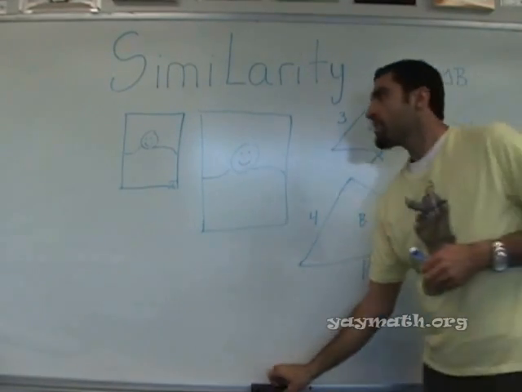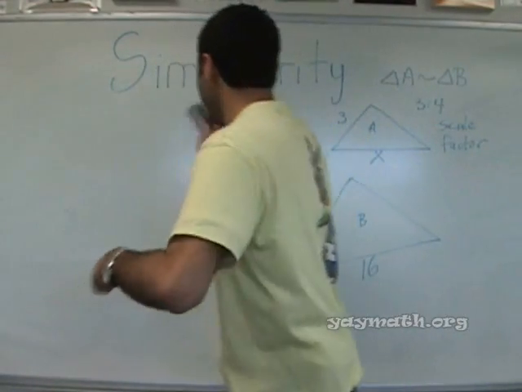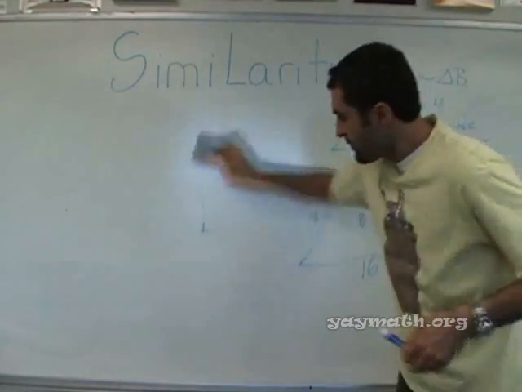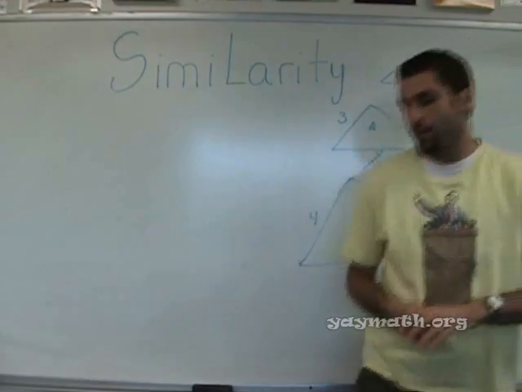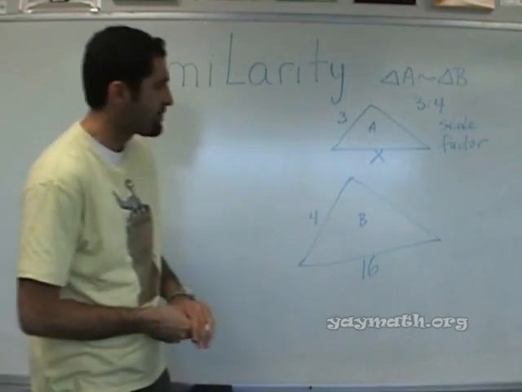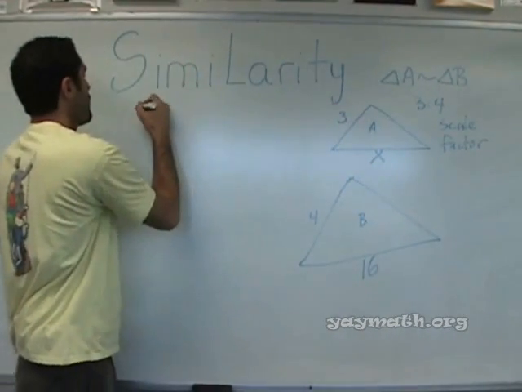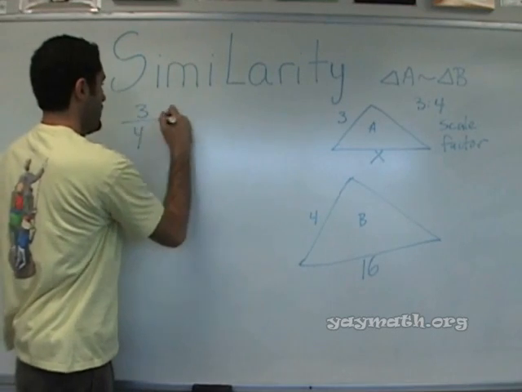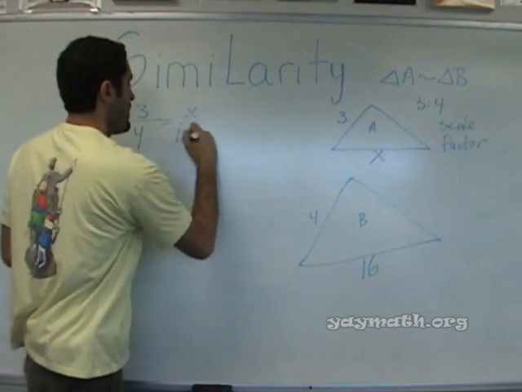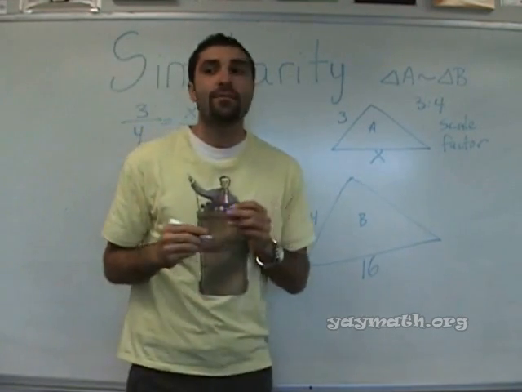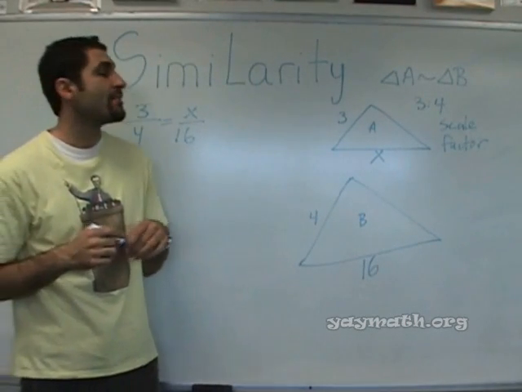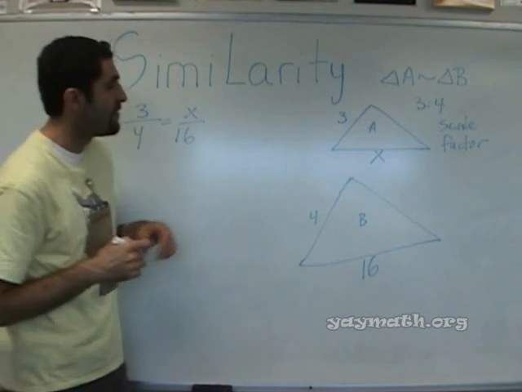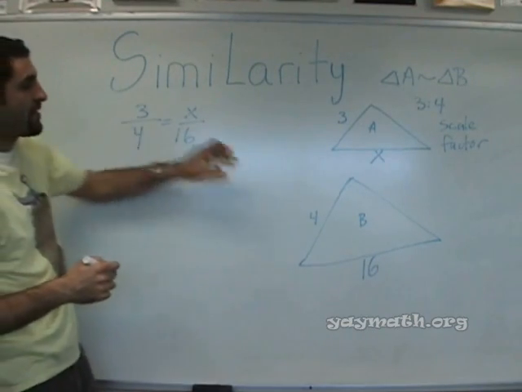Can anyone set up, as I erase Uncle Joe, can anyone set up a proportion in the back? Yes, go ahead. 3 over 4 equals x over 16. Good. 3 over 4 equals x over 16. Before we solve, can anyone set up another proportion that would work? Yes? 4 over 3 equals 16 over x. Good. 4 over 3, 16 over x.